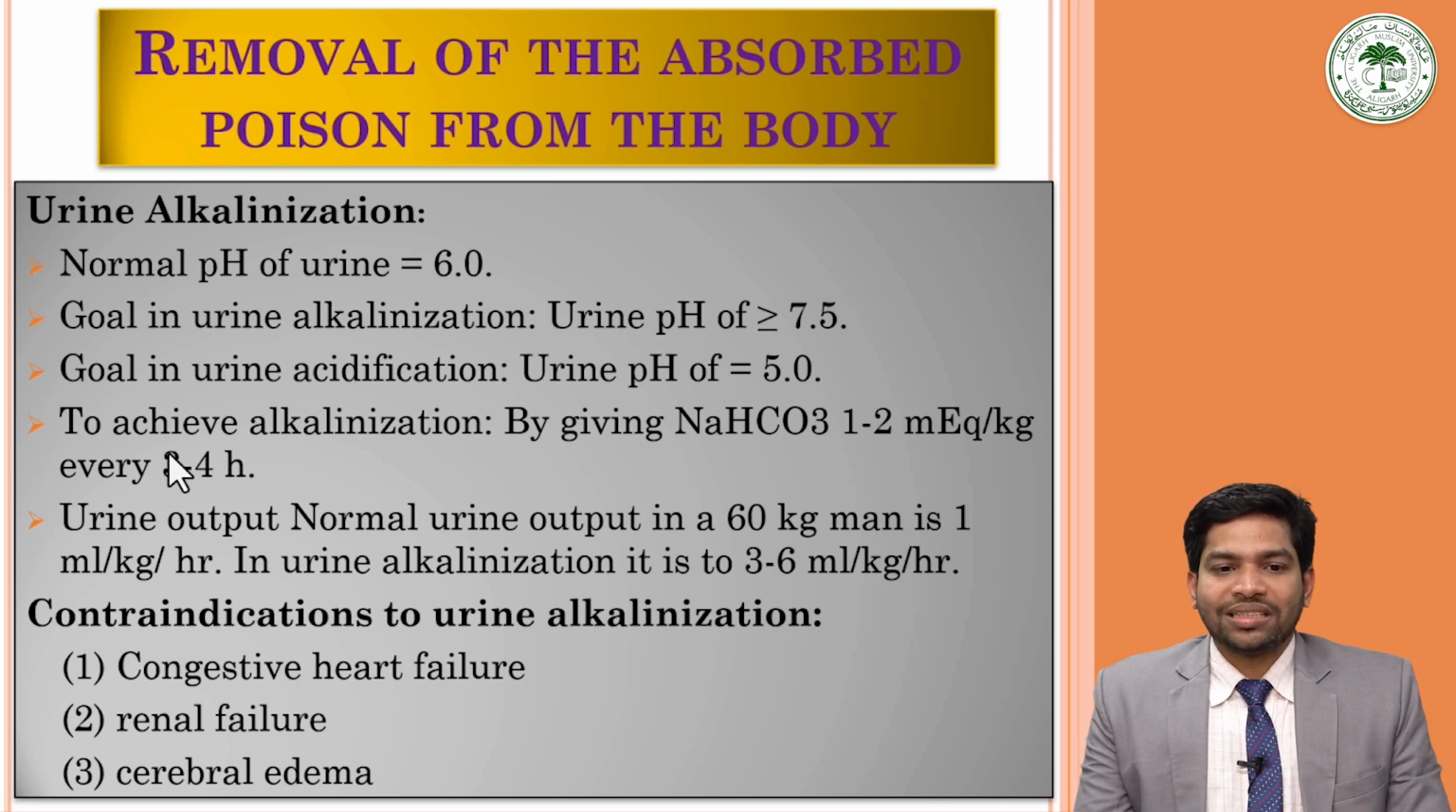And urine output should be measured. The normal urine output is 1 milliliter per kg per hour. In case of urine alkalinization, this rate increases up to 3 to 6 milliliters per kg per hour. Contraindications for urine alkalinization are congestive heart failure, renal failure and cerebral edema.